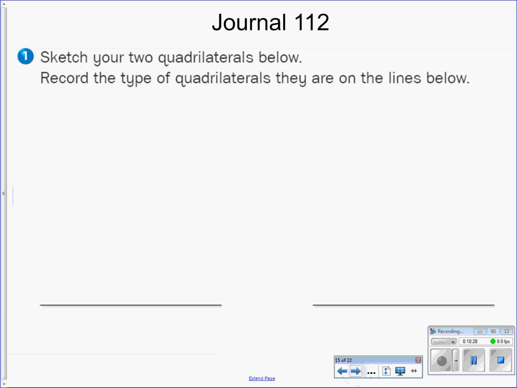Okay, on journal page 112. So I'm going to have you get out your journals right now and turn to page 112. And on number 1, it wants you to sketch two quadrilaterals below. Record the type of quadrilateral on the line. So you can draw anything you want for a quadrilateral. Remember, a quadrilateral only has 4 sides. 1, 2, 3, 4. So you could use a square.